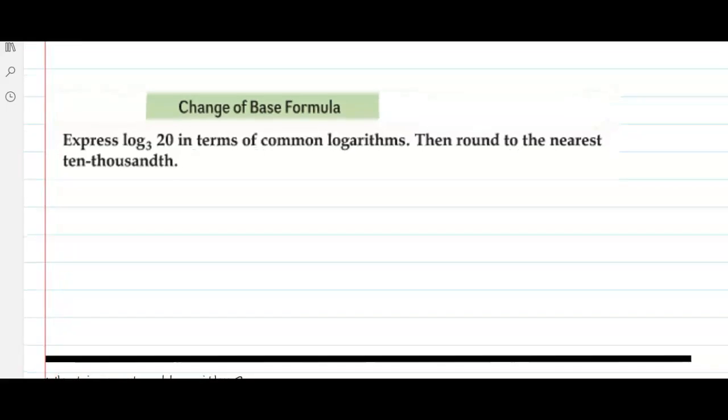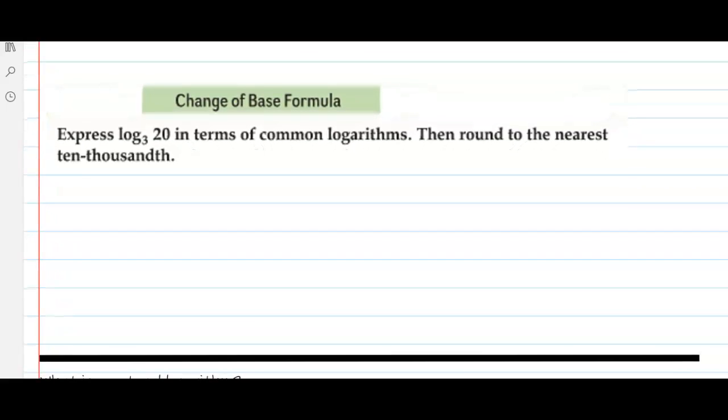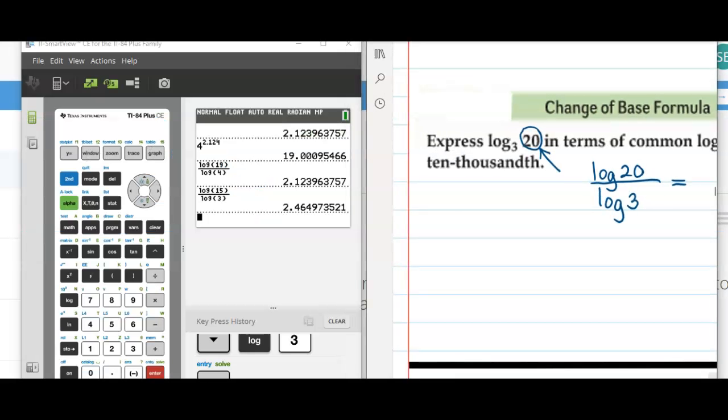Okay, this brings us to our change of base formula. We can express log base 3 of 20 in terms of common logarithms. This is really helpful because now we'll be able to have the calculator compute this. Up until this point, we haven't been able to do that. The change of base formula simply states that we're going to put the log of the large print number on top and the log of the base on the bottom. And we type it into our calculator to get our answer.